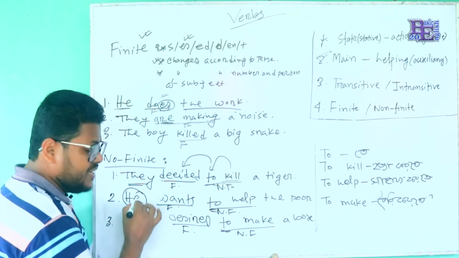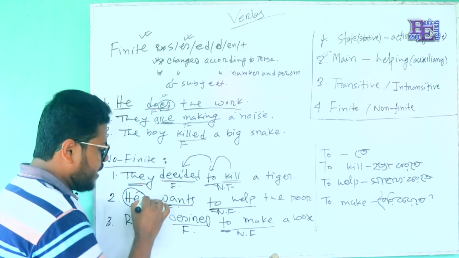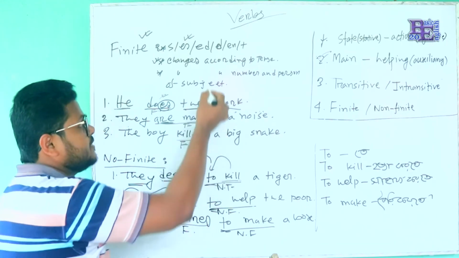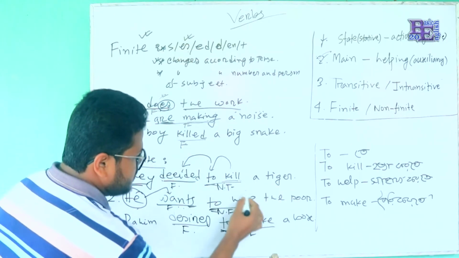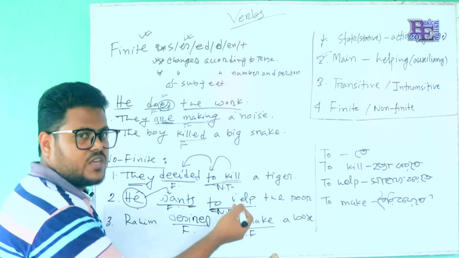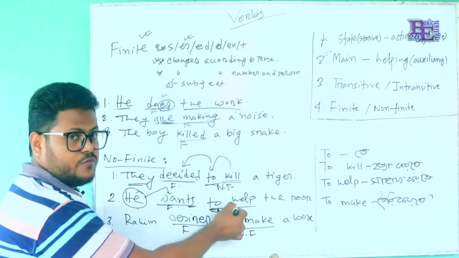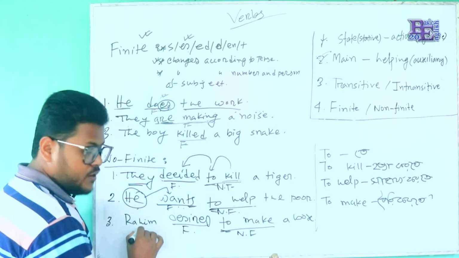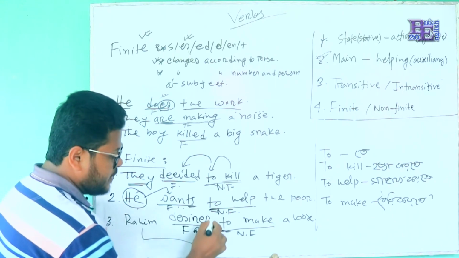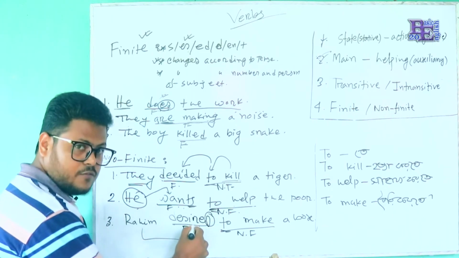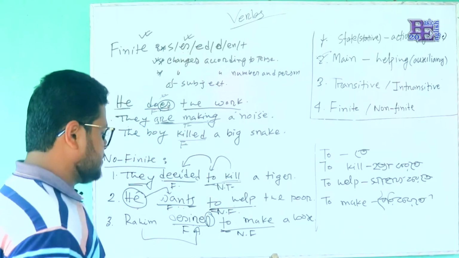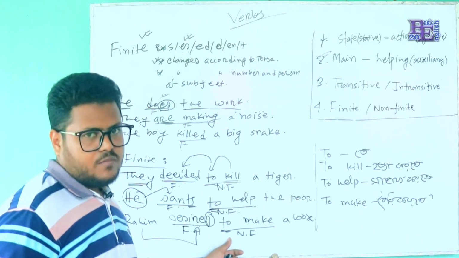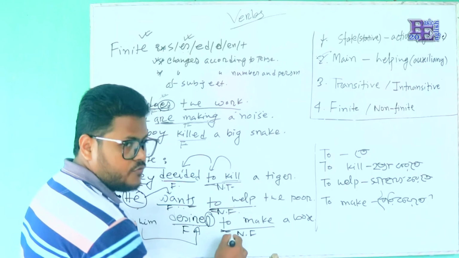Here we have used he, third person singular, and the verb has taken s. As it has taken s, this is a finite verb, and you know this verb doesn't take any s or es, that is, this is a non-finite verb. Okay, same is the case in this sentence. Here Rohim, singular noun, and the verb has taken s with it. So this is a finite verb, as I have already told you, but here the verb to make doesn't take any s or es, it remains the same in present form. That's why this is a non-finite verb.